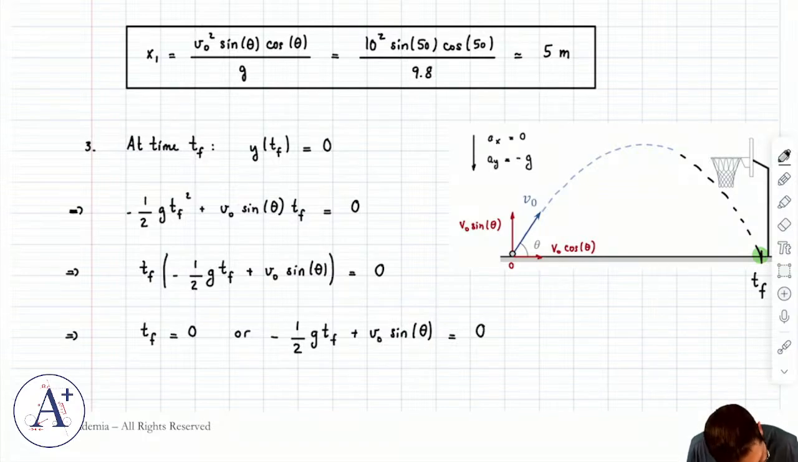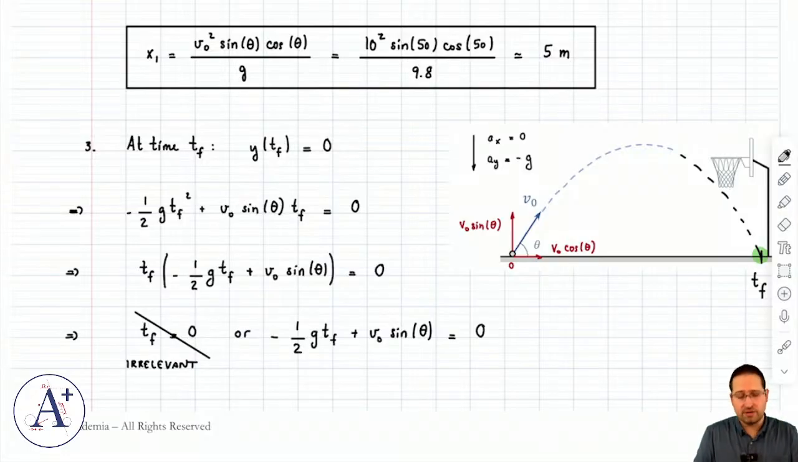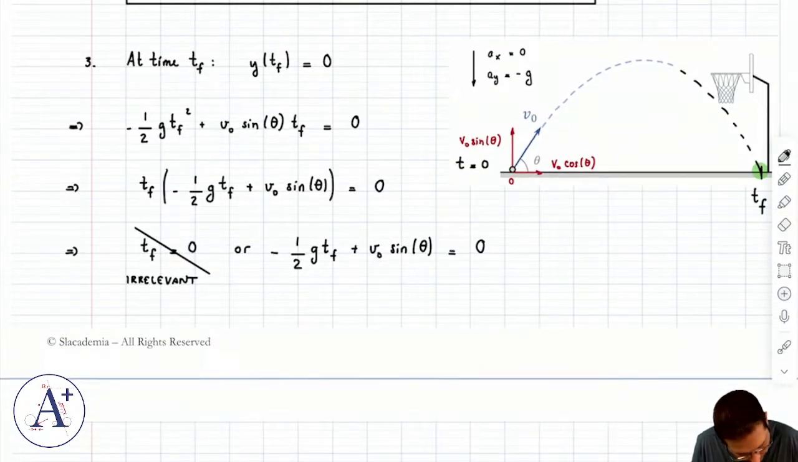Now, of course, T final equals 0, even though mathematically it is a solution, is irrelevant because T equals 0 is not when he lands, it's when he jumps off. T equals 0 is here. It is true that at T equals 0, y is 0. Mathematically, it makes sense, but you just have to toss away that option because it doesn't make any sense from the point of view of what you're trying to solve for.